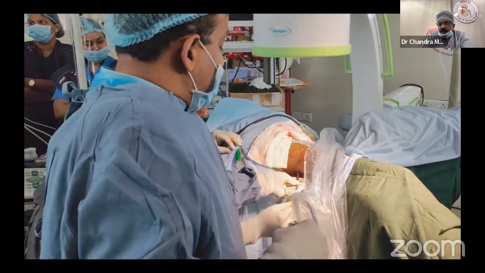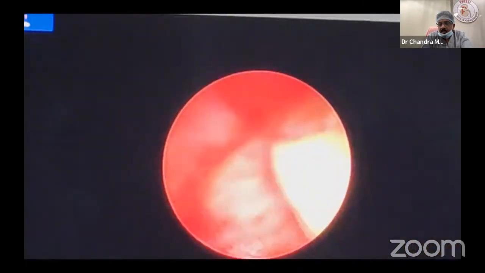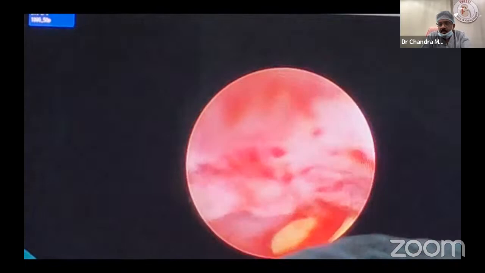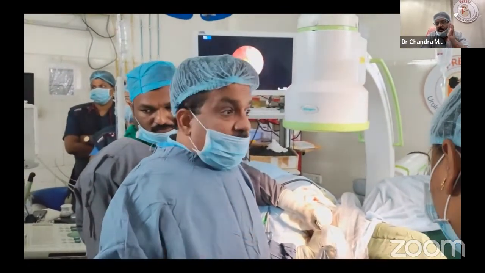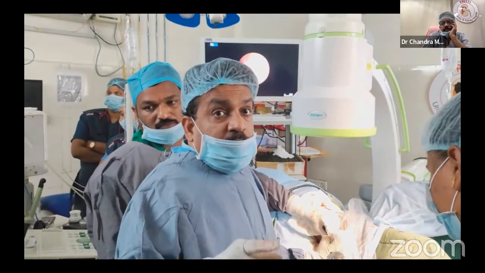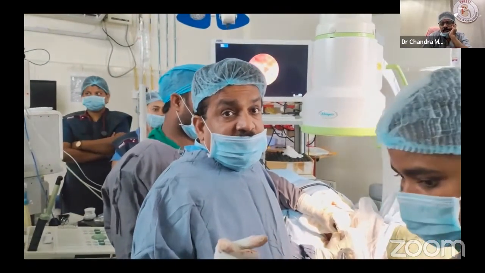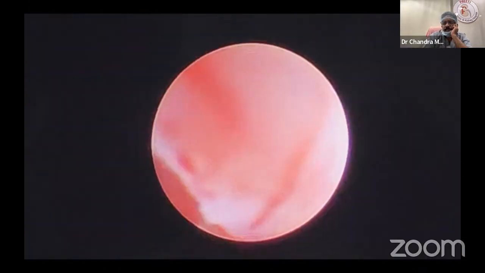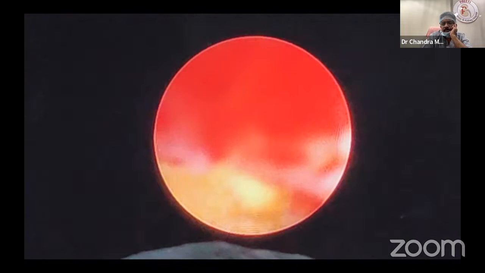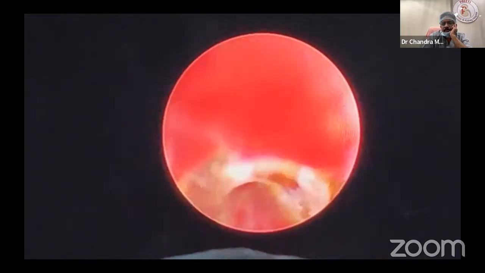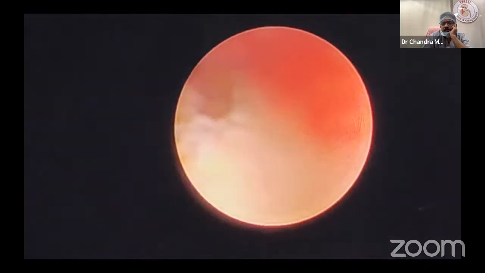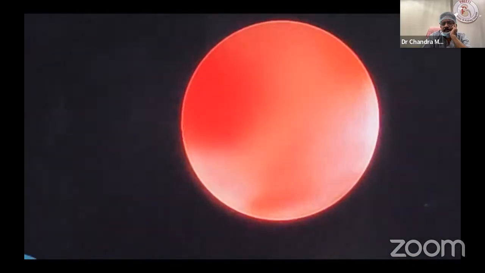If it doesn't come out, then how will you remove it? Yes. Now this stone is impacted. How do you break it, with laser or pneumatic? I prefer pneumatic. You can use laser also. If at all laser, then holmium laser, not the thulium laser. So I am using a very small one. Now he is stabilizing. See, I am breaking. Simple breaking. Why unnecessary laser? Any fragment, anywhere it goes, I can remove it.